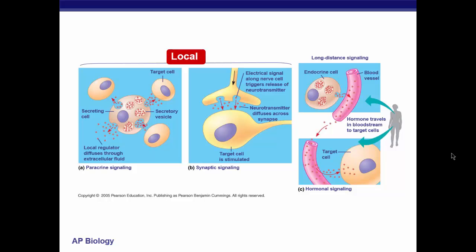Our other examples are local examples. Here is an example of paracrine signaling, where our secreting cell has all these chemicals being made. They can be proteins, they can be hormones, or whatever else it is. Through a secretory vesicle, it'll open up and send regulators, these chemicals, to only cells in the local area. In the nervous system, that will happen through a synapse. The synapse is the space between one neuron and the next neuron. Those chemical messengers, in this case a neurotransmitter, will go across the synapse to one specific cell.